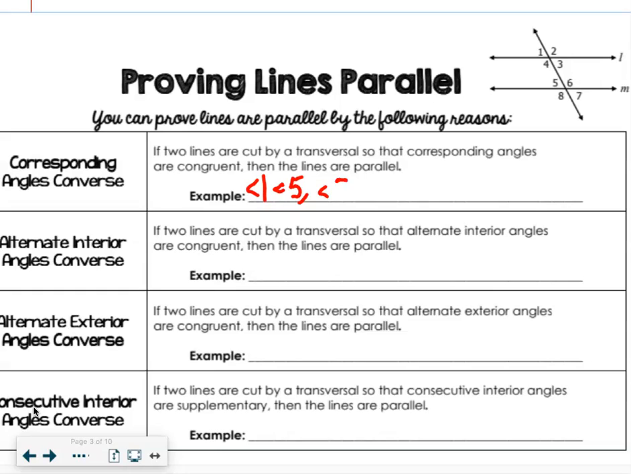1 and 7 would be alternate exterior, sir. You said that. I know, I need to say it again so it's right. Is that what I'm doing wrong? Am I not repeating myself enough? I'm talking to Logan. Alright, what about me?